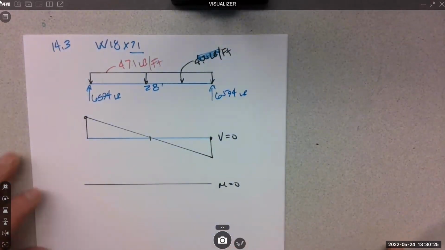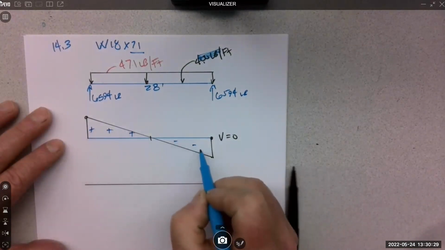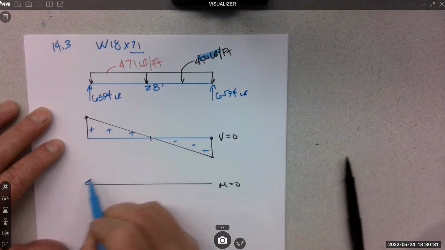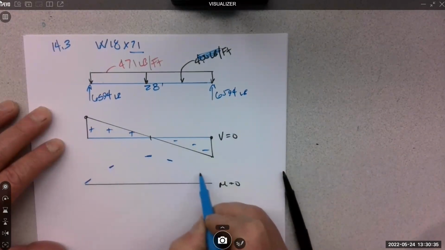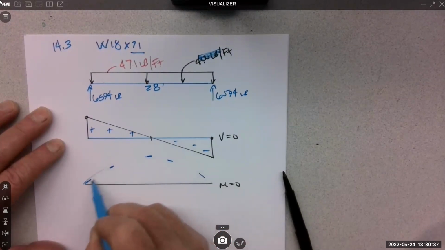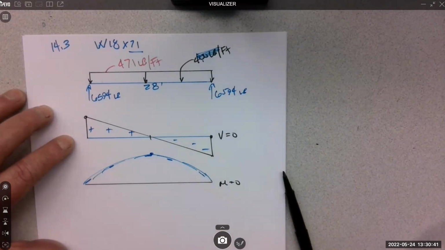What's the moment do? Plus, plus, plus, minus, minus, minus. So plus, plus, and flat, and little minus, and more minus. With the max moment there.